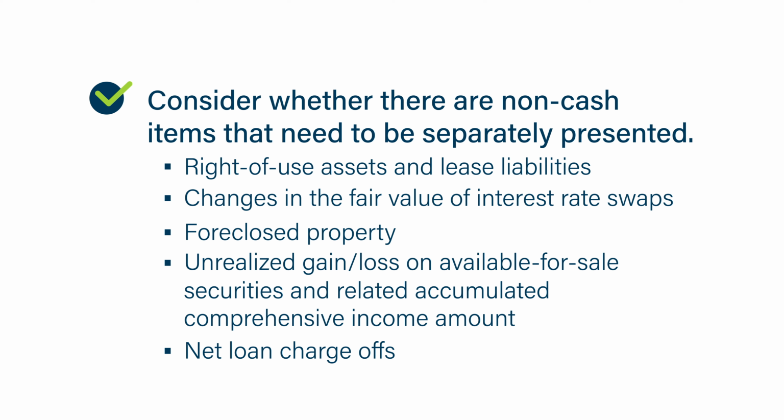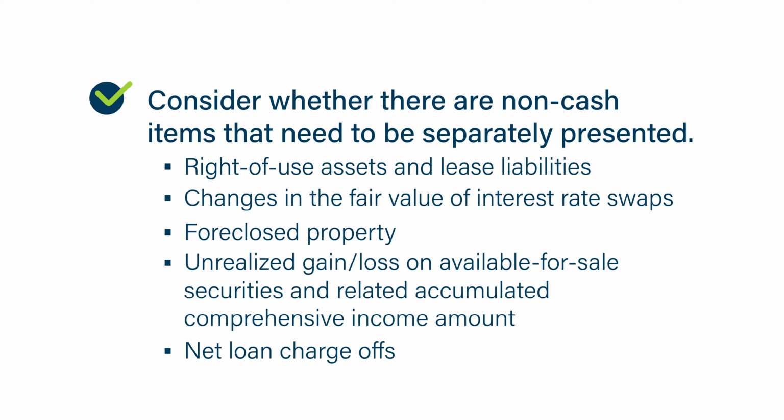Some other examples: changes in the fair value of interest rate swaps, foreclosed property. When you initially transfer that loan to OREO, other real estate owned, that's a non-cash transaction. Unrealized gain and loss on available for sale securities and the related accumulated other comprehensive income amount, that's all non-cash. And lastly, net loan charge-offs, also non-cash. Again, these are just some examples. There are certainly others, but keep an eye out for those non-cash items because they should not be reported as cash inflows and outflows on your statement of cash flows.